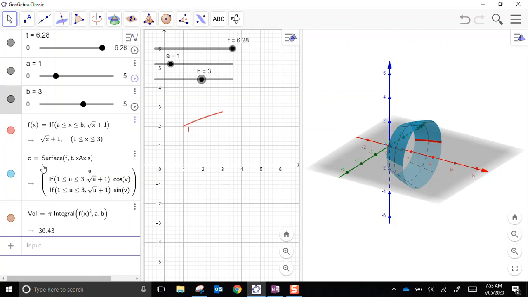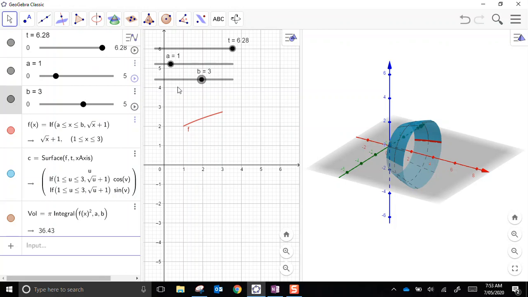I've then used the command surface, and this is a three-dimensional one. So surface requires a function, f. It requires an angle, which is this parameter t that I set up at the start, and it requires a rotation axis, so I've set it to rotate about the x-axis. Now that's all you need to write. GeoGebra will take care of all of this fancy stuff for you. It's a parameterized equation. It takes care of all of that, which is lovely.